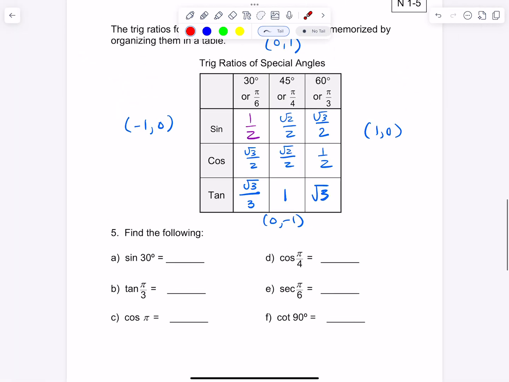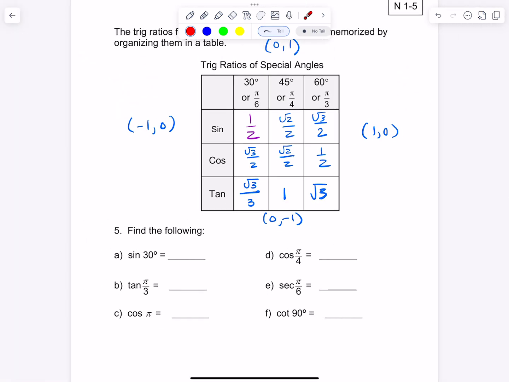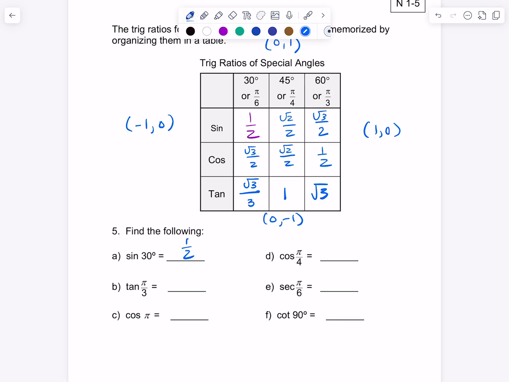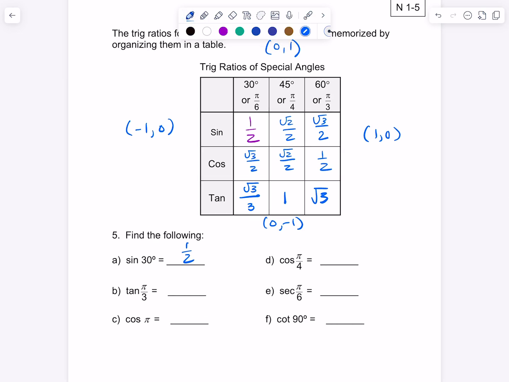So you're just going to answer questions based on the table. What is sine of 30? That's the one everybody knows. That's just 1/2. 10 pi over 3 is the same as 10 of 60. So 10 of 60 is just radical 3. That's it. Now it's easier when you don't have to memorize it, right?